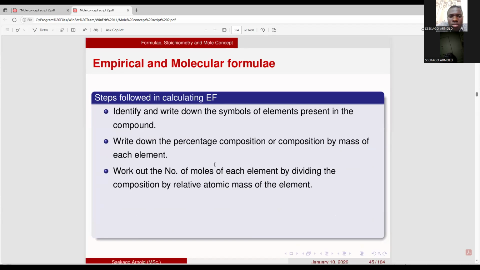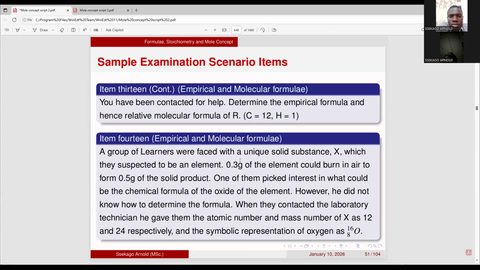It says that you divide by relative atomic mass, and for X, 12 is the atomic number and the atomic mass is 24. The atomic mass and symbolic representation of oxygen is 16 up here and 8. Now, if they give you symbolic representation, the larger value of these two is the atomic mass. So atomic mass of oxygen is 16. Therefore, substituting back, we shall have the following.